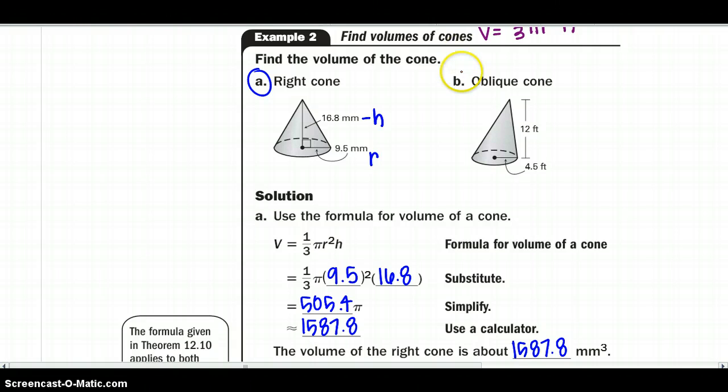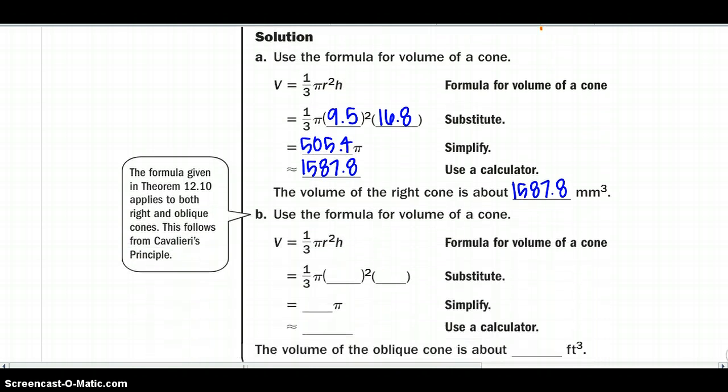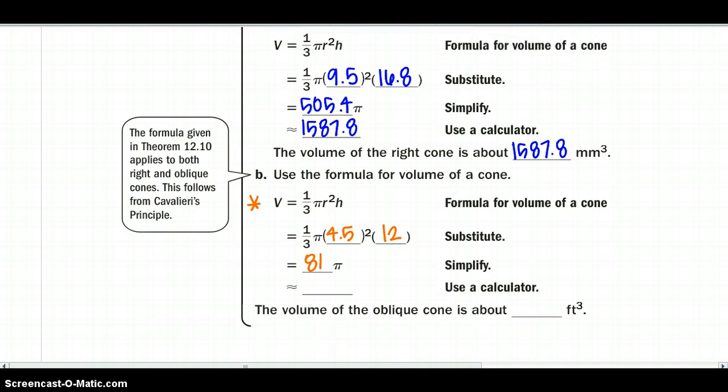Alright, let's label our oblique cone, and again, remember that 12.9 says we can still use that volume equation. 12 would be our height, and 4.5 would be our radius, so we are ready to start our equation. Again, 1/3 pi r squared times h. So we can say 1/3 times 4.5 was our radius, and 12 was our height. So simplifying that would be 81 pi, which is approximately 254.5 feet squared.